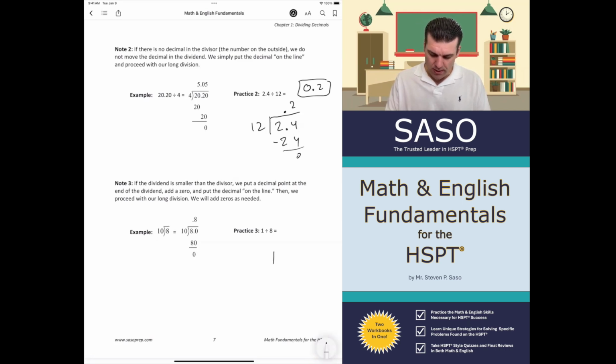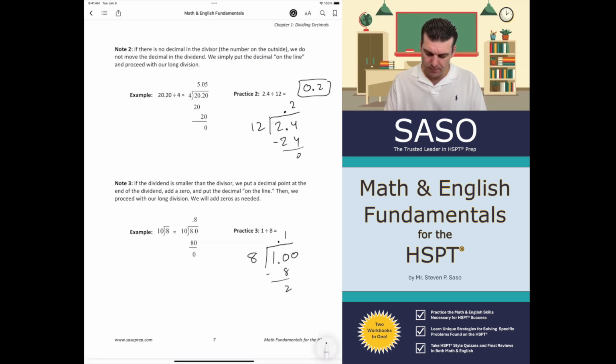Okay, so 1 divided by 8 looks like this. The dividend, the 1, is smaller than 8. So whenever we have this situation, all we need to do, remember the decimal's at the end of the number, we talked about that a few times already, is put it up on the line, and then we're going to add zeros here, right? So let's see. We might need a few here. So 8 into 10. Okay, that's 1 time. 8 times 1 is 8. 10 minus 8 is 2.